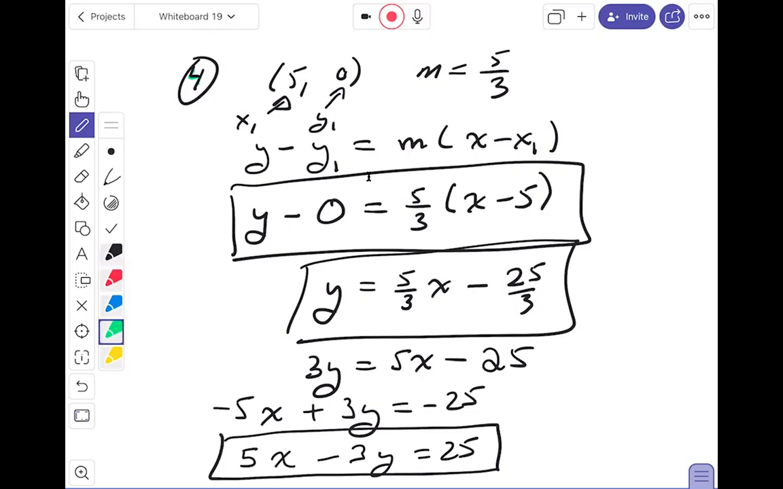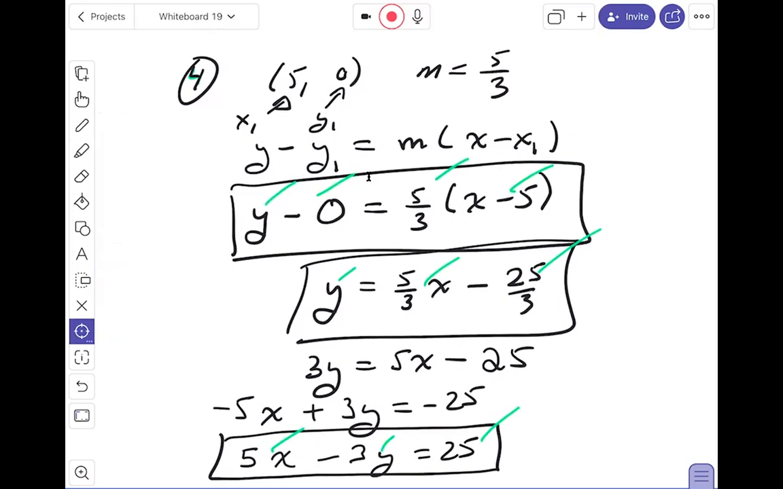I'm going to go to the key. I'm going to look at it. Again, we're doing problem number 4. Do I have this? Yes. Do I have this? Yes. Do I have this? Yes. Let's go through the names. This guy over here is called point slope. This one over here is called slope intercept. What intercept? The y-intercept. This over here is called standard form. Let's go to 5.